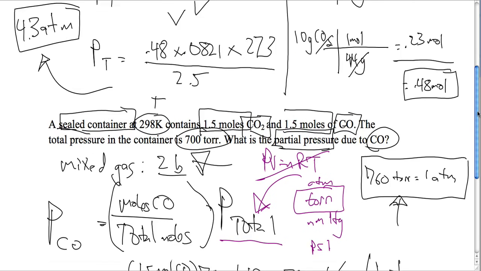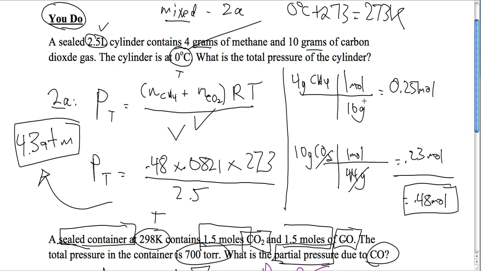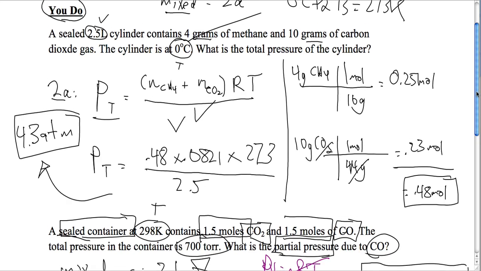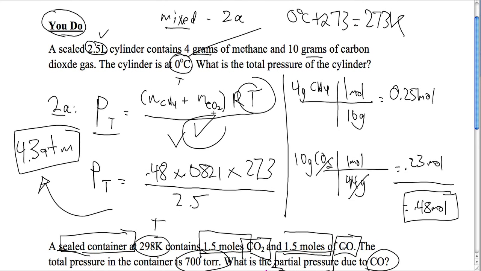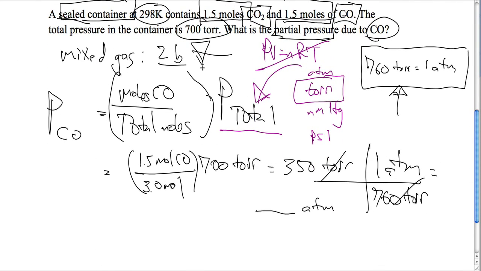So to recall here, in this problem, both of these are mixed gases. In 2A, we're going to use the expanded PV equals nRT equation. Since we were given T and we were given V, we converted both grams to moles, added them up, and stuck them in the equation. In this problem, it's a mixed gas problem as well, but since we were given moles and we were already given the total pressure of 700 torr, multiplying that by the mole fraction of carbon monoxide gives us the partial pressure due to carbon monoxide.